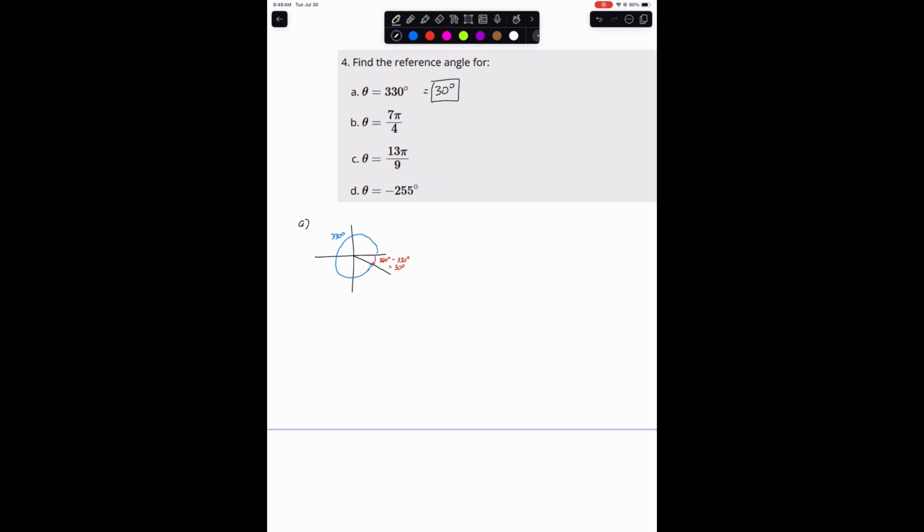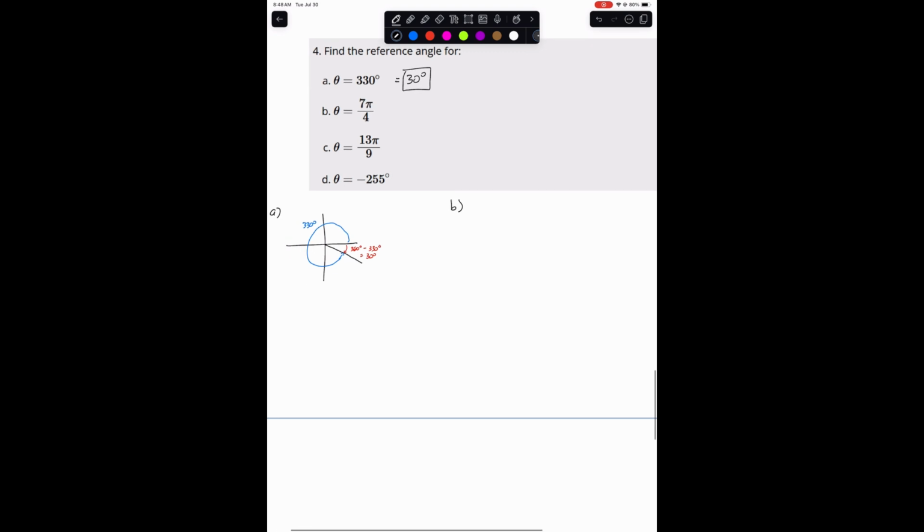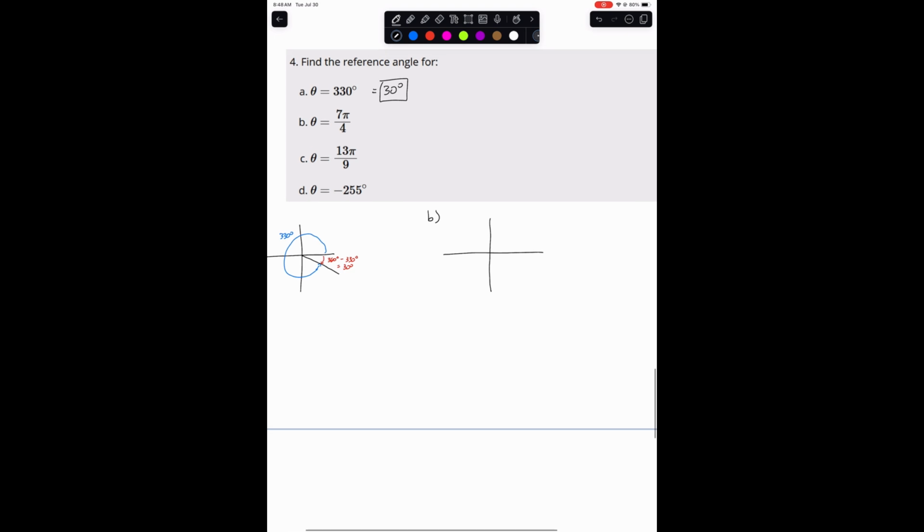For part B, again, another graph. And now, 7 pi over 4. Note that 0 is here, pi is here, right? And 0 is also 2 pi. This is 3 pi over 2, or 6 pi over 4. That means 7 pi over 4 is all the way here. So the angle's right here. So 7 pi over 4 looks like this.